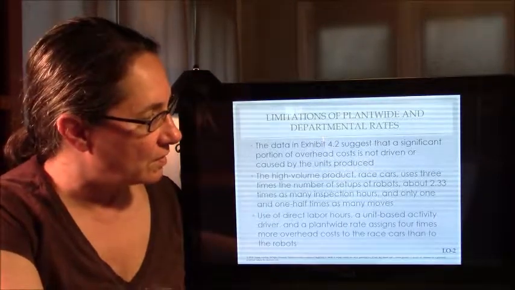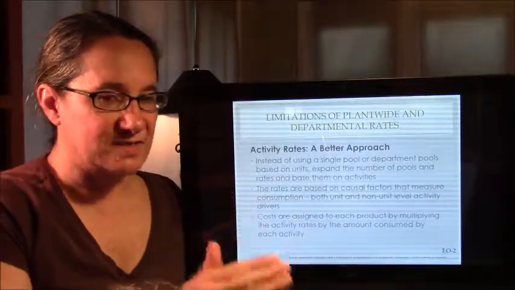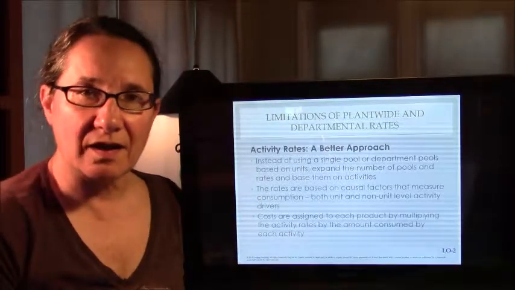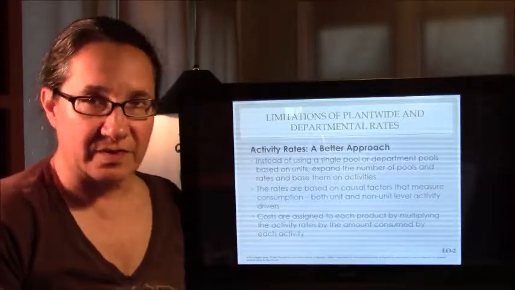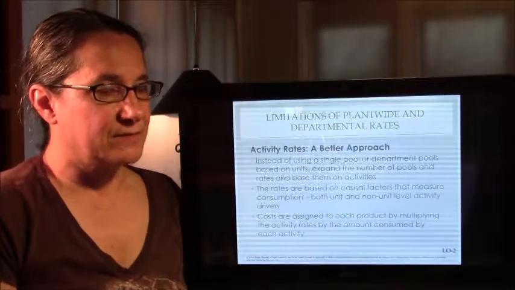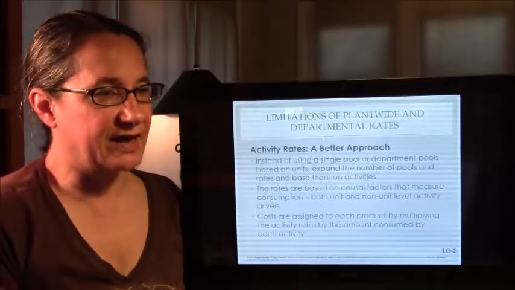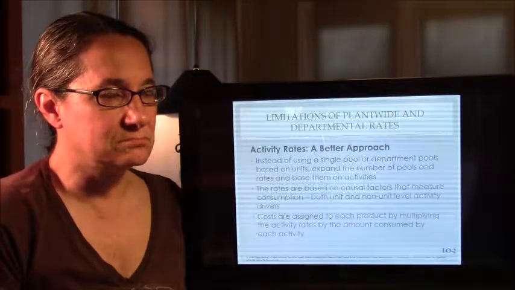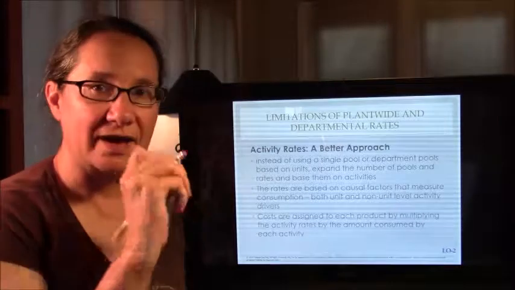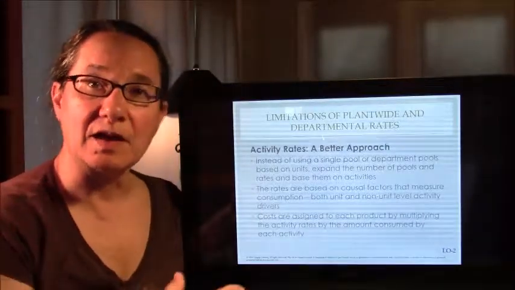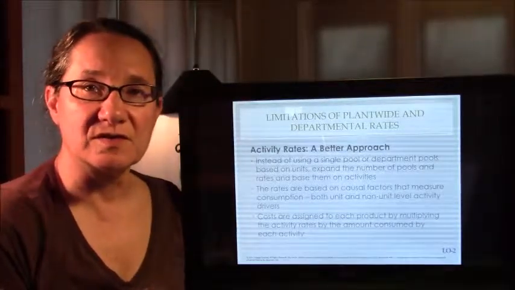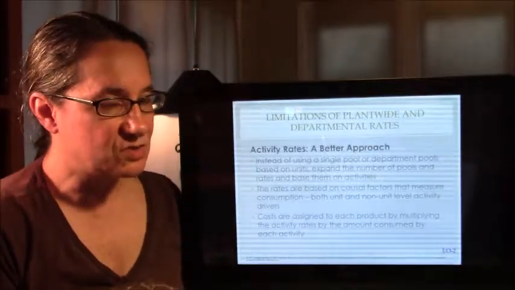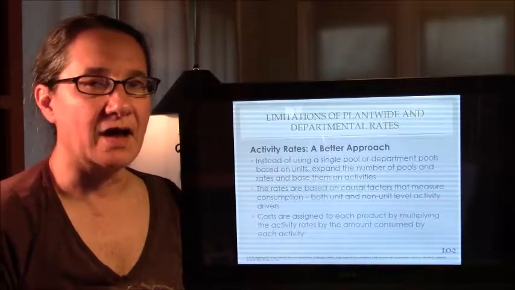So if we stop here, I'm not saying those are bad, not saying we would never use plant-wide or departmental rates. Sometimes they're appropriate. But a lot of people think that instead of having one big pool, you break out every activity, add them all up, and come up with your costs based on the different various activities. So let's join our next video and start talking about ABC.